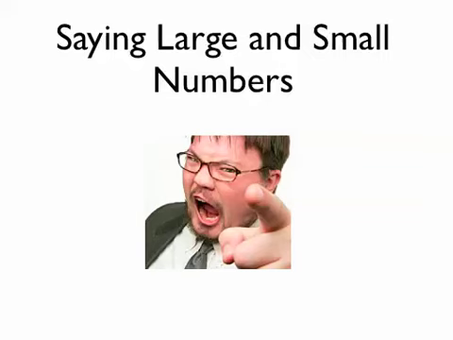Hello, ladies and gentlemen. Today we're going to learn how to say large and small numbers. In the previous lessons, we've learned how to write large and small numbers using positive and negative exponents in scientific notation. We've also learned how to write them as regular numbers, which is called standard notation. But today we're going to learn how, if someone tells you a large number like 5 million, you can write that in scientific notation, or if they tell you a really small number like 5 millionths, how you can write that in scientific notation.